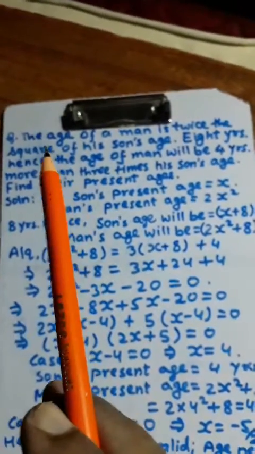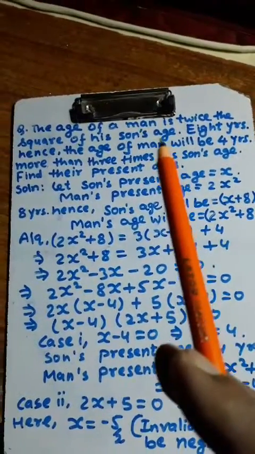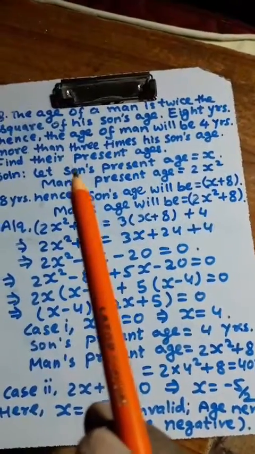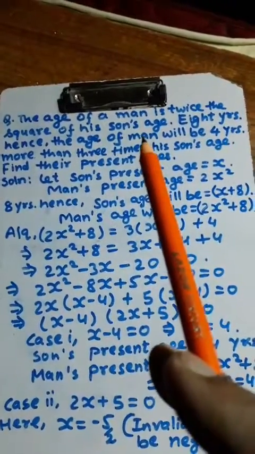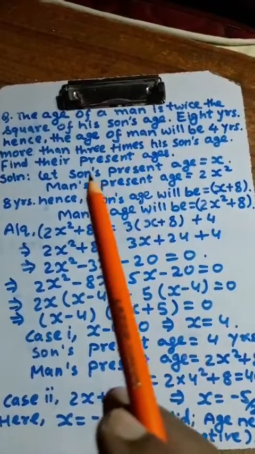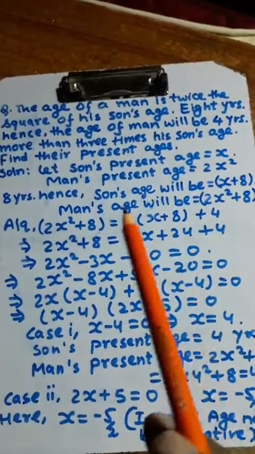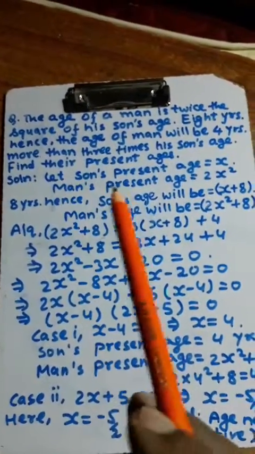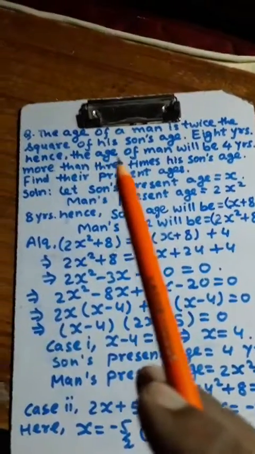Okay. Now, in the next question, I will discuss an age type of problem. Look at this. The age of a man is twice the square of his son's age. So I have to suppose something. The age of the man depends on twice the square of the son's age, and one variable depends on the other variable. So we have to suppose the son's age. Let the son's present age be x.